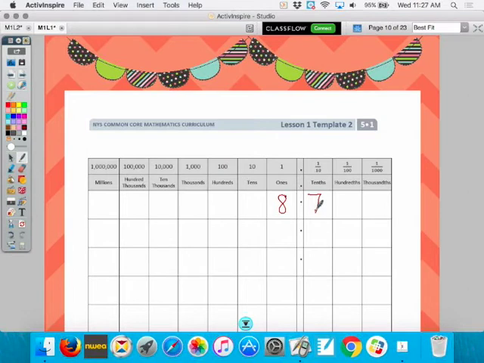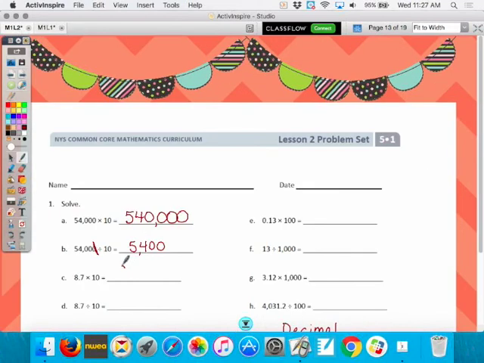Times 10? Is that what it says? Okay. So times 10, slide my digits to the left, 1 place value, write times 10 on there. What do we have for an answer? 87. So go back to your paper, write 87 on there.